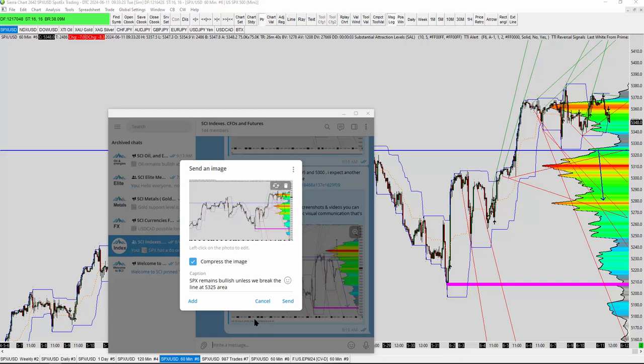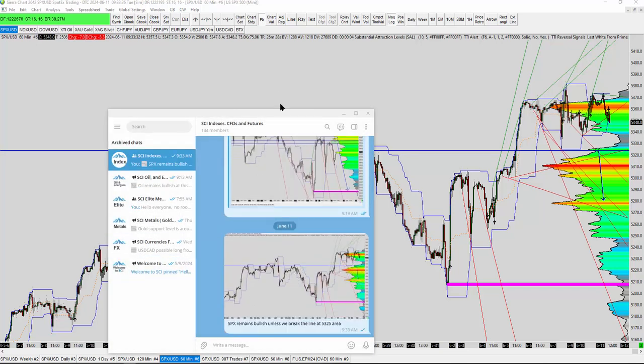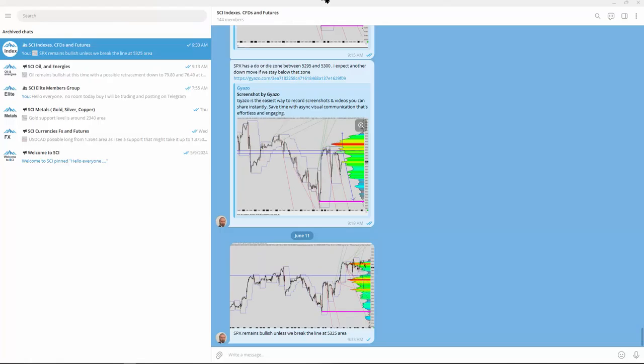Okay, so here I put a note. I said for members, I put a note saying that SPX remains bullish unless we break the line at 53.25 area. That's it. And send it to them. Now they have it on their mobile, on their stations. Okay.